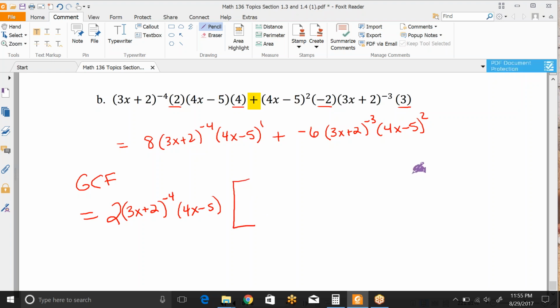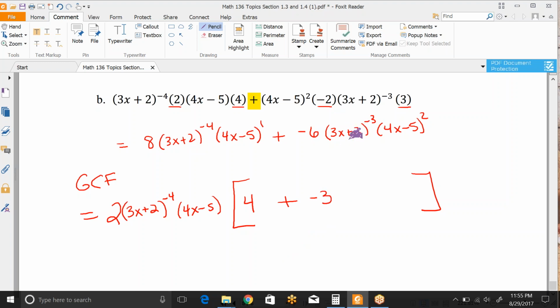So we're going to talk about what's left in each of those blobs up here. So 8 divided by 2 would be a 4. We pulled out all of those, and we pulled out all of that. So actually, that's the only thing left in the first part. Negative 6 divided by 2 would be a negative 3.